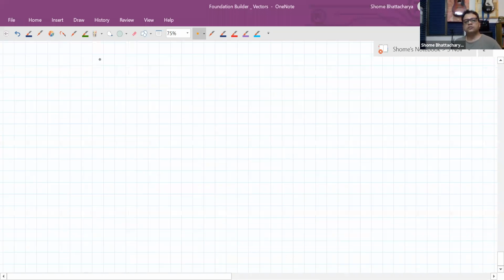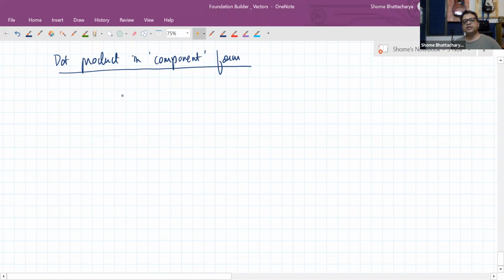So dot product in component form. When we are writing this, keep in mind that i cap dot i cap is 1, j cap dot j cap is 1, and k cap dot k cap is 1. This directly comes from the property we had understood that if you take the dot product of a vector with itself, it gives you the square of its magnitude, and i cap, j cap and k cap have a magnitude of 1. They are unit vectors.